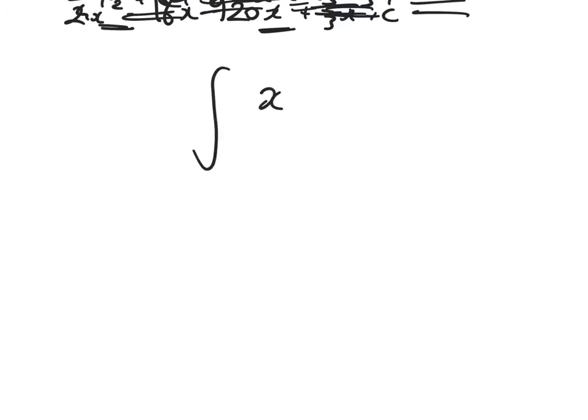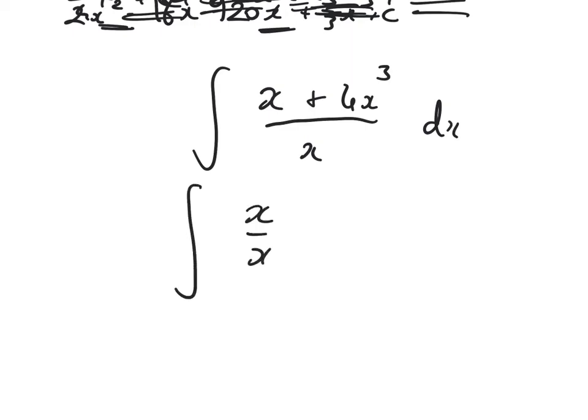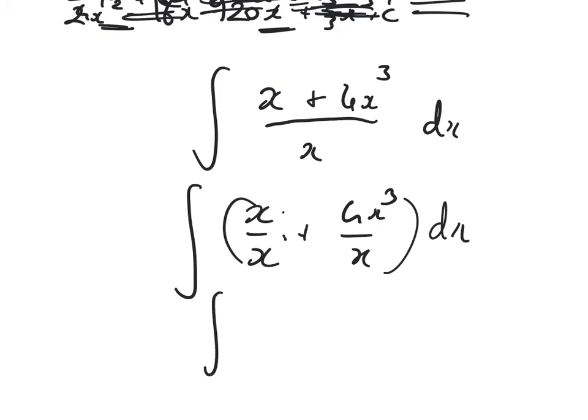Okay, let's try some with fractions. We're going to integrate x plus 4x cubed over x. Just like we would do in differentiation, we'd first of all prepare by splitting the thing up: x over x plus 4x cubed over x, and simplify it down. Anything divided by itself is 1.